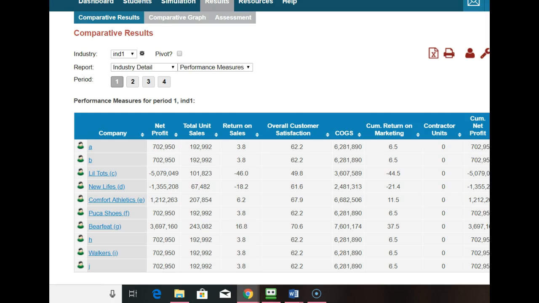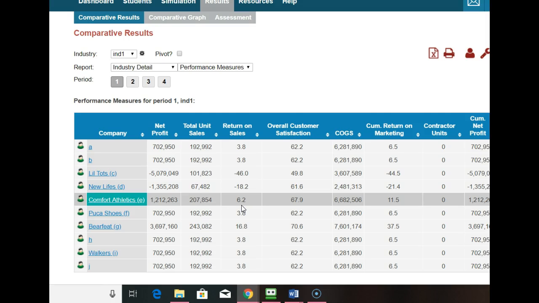So here we are again with the performance measures, and we can see when we look at return on sales, company A is doing pretty well at 3.8. You do see Little Tots is at a negative 46. New Life's is at negative 18.2, and then here's Comfort Athletics again. So is there a correlation then, as you can see, between unit sales, customer satisfaction, and return on sales? That's where we want to be.